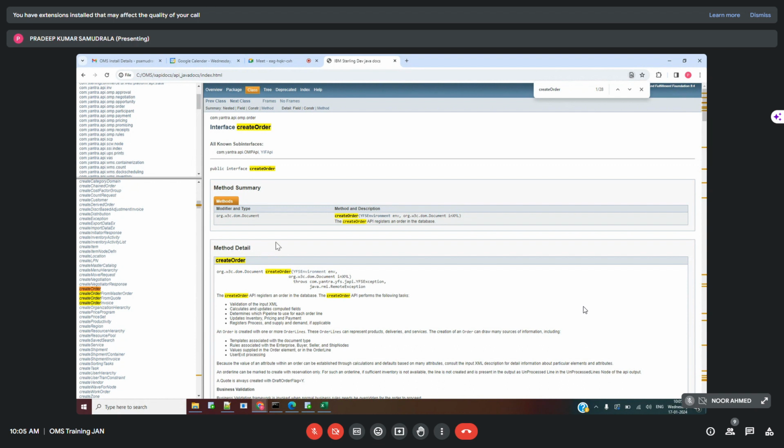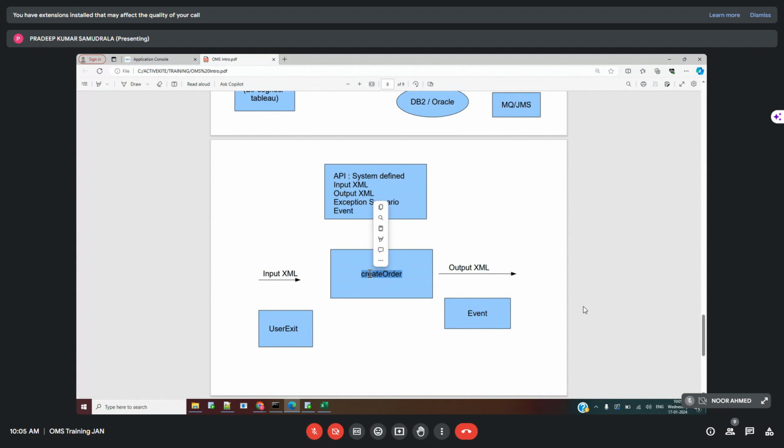Likewise, for every process or operation you want to do in Sterling Order Management System, you can utilize these packages or APIs to have your job done. One such example is createOrder. And around this API, we have something called a user exit, and something called an event. So what is meant by user exit? A user exit is something which is invoked to provide extra information to the API. I'll repeat: a user exit is something which can be implemented to provide extra information or extra implementation while the API is getting invoked.